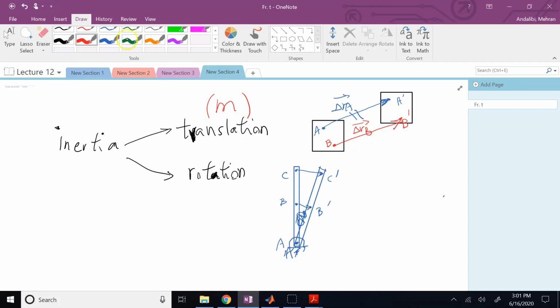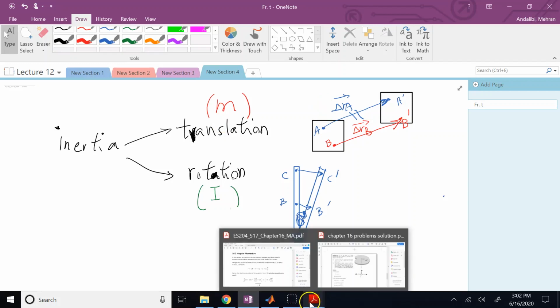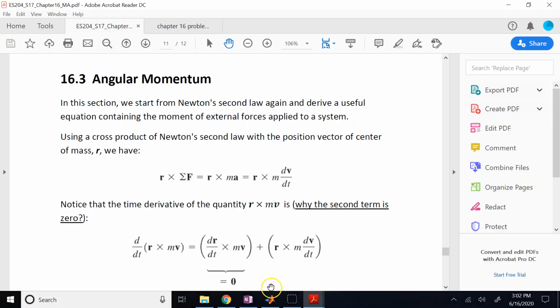But there is another type of resistance that the object shows if you want to change its orientation and rotate it with a different angular velocity or in a different direction. That is what you learn in your statics, and that is called what? Mass moments of inertia, the unit of which was kilogram meter squared. So these are the 2 inertias, right? Rotational inertia and translational inertia, or mass. Hopefully so far so good.